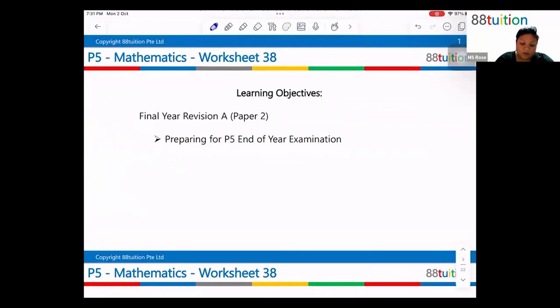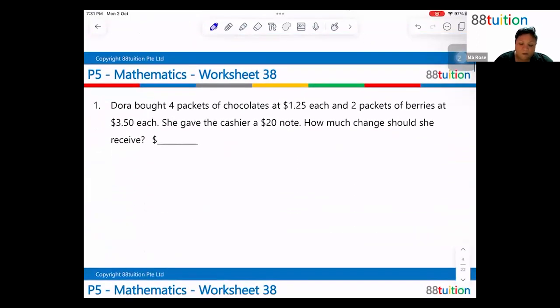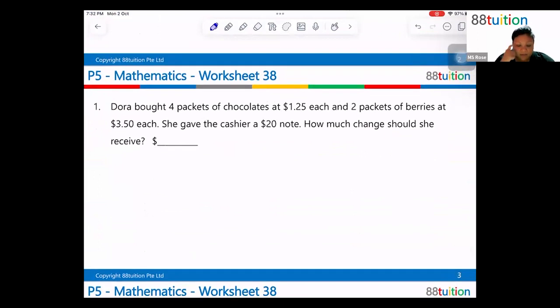So what we're covering today would be paper 2. That means your calculator is allowed. All right, let's take a look at the first question. Dora bought 4 packets of chocolates at $1.25 each and 2 packets of berries at $3.50 each. So the 4 packets of chocolates would cost how much?